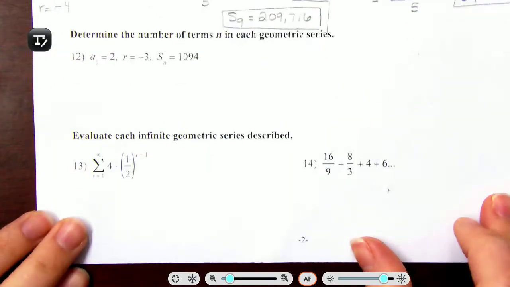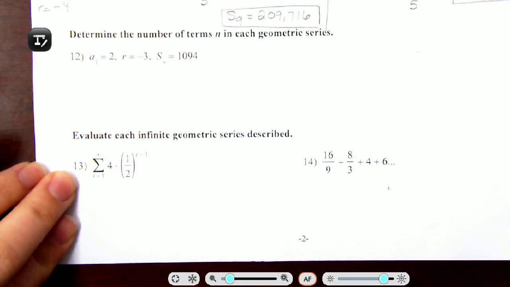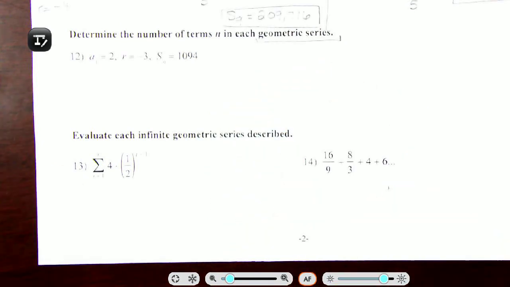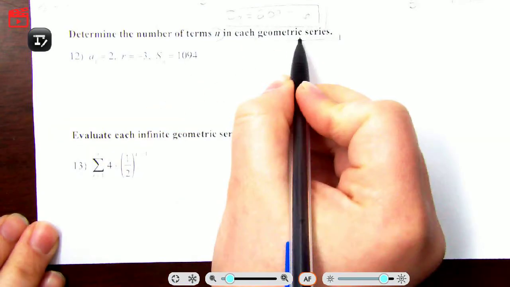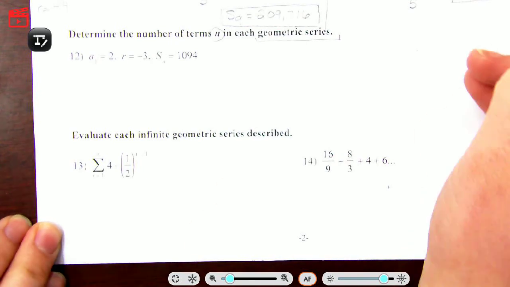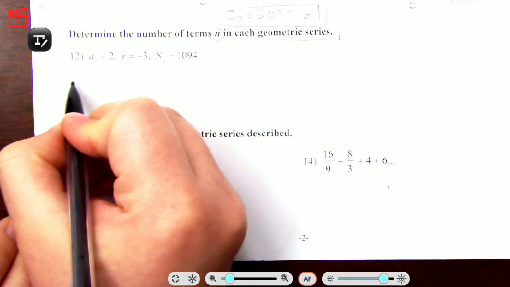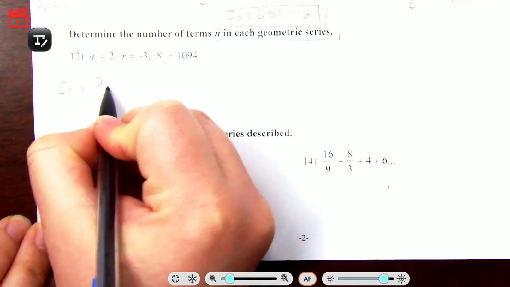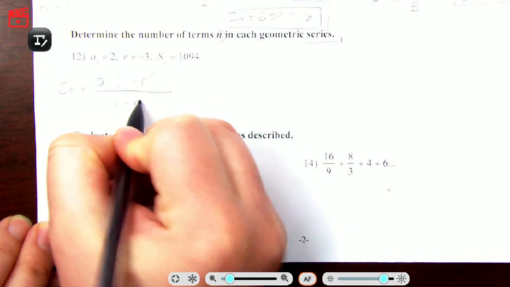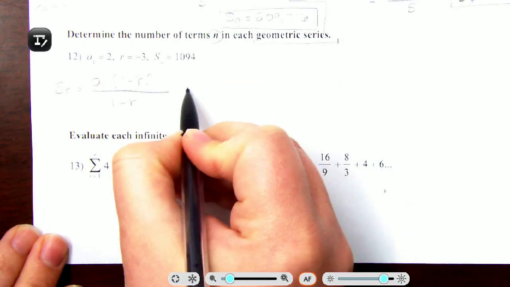Just 3 more here. Number 12, determine the number of terms n in each geometric series. So again, geometric series. And we are going to find what n is. So they tell us, first of all, do we know if it's finite or infinite? Since they want to know n, they want to know the quantity of terms. That means it can only be a finite geometric series. So we're still using the formula we used for numbers 10 and 11. So S sub n is equal to a sub 1 times 1 minus r to the n power, all divided by 1 minus r.